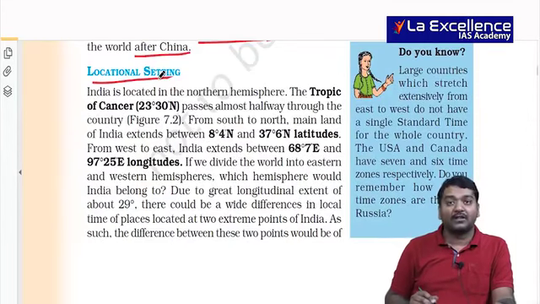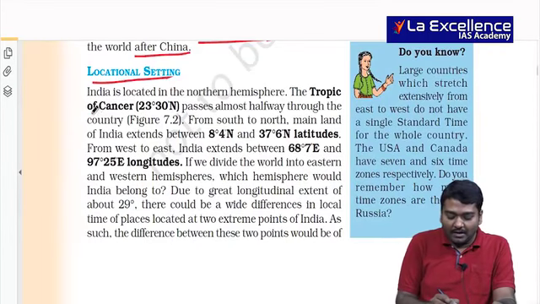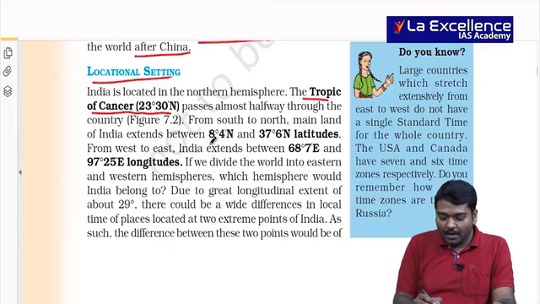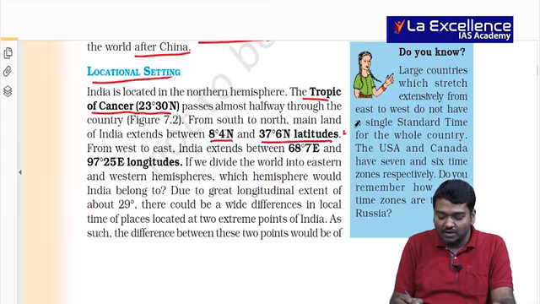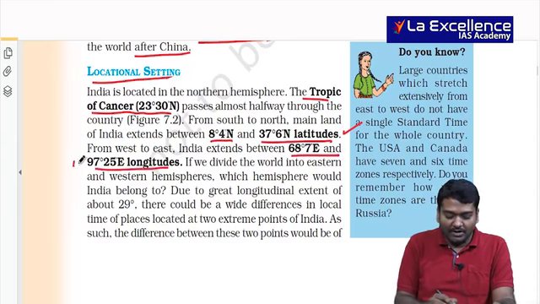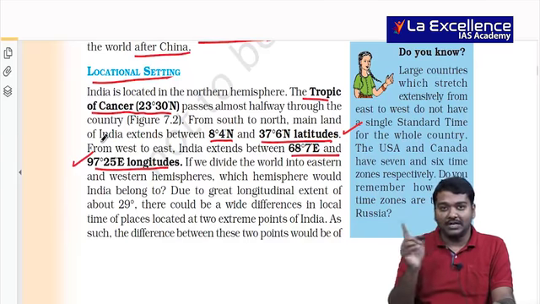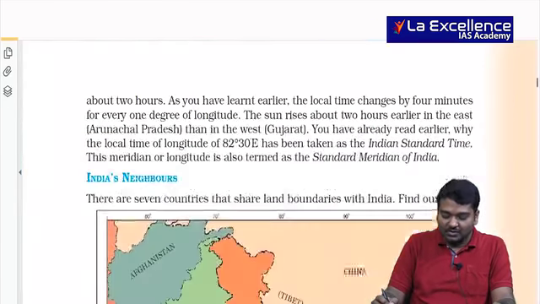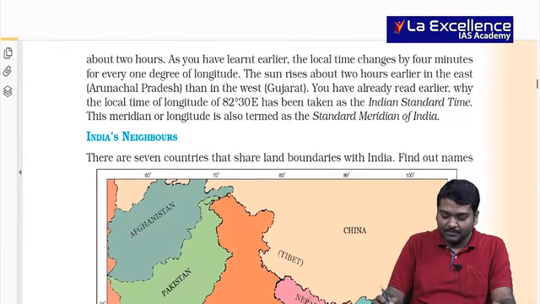And if you look at the location of India, the Tropic of Cancer passes exactly at the center, 8 degree 4 minutes north to 37 degree 6 minutes north latitude wise. Longitude is important; I have already told you it is almost 30 degree difference. So usually east-west and north-south extension is almost the same, right?